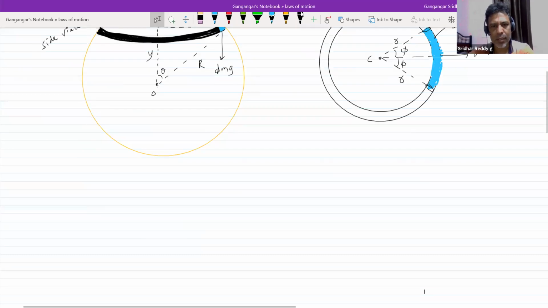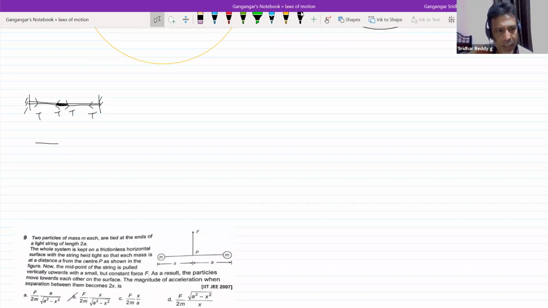I'll come back to the problem. So if this is a tension, if there's a rope, you take a small element, how tension will act tangentially. It will be like this. What about here? Along the length of the rope, it will act. If the rope is of this shape, tell me how you have to show tension. You have to show tension like this.